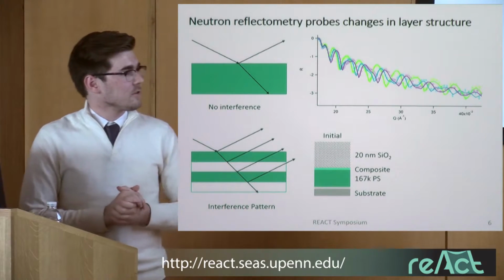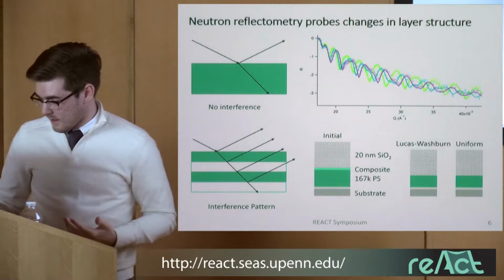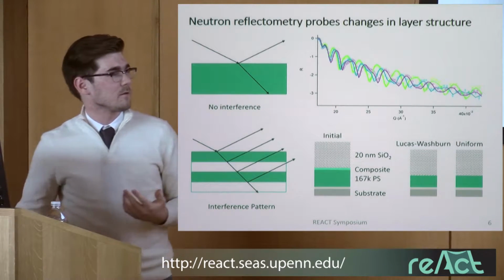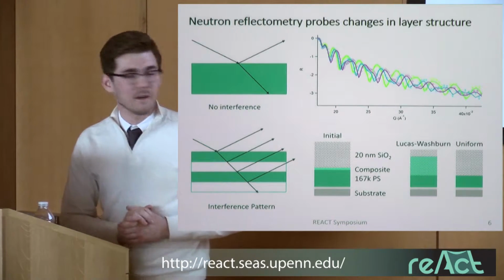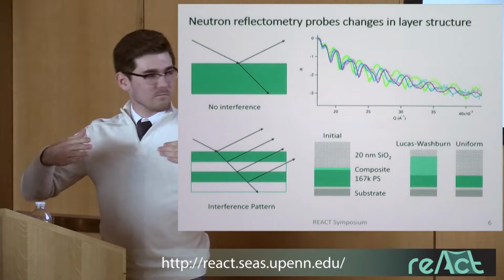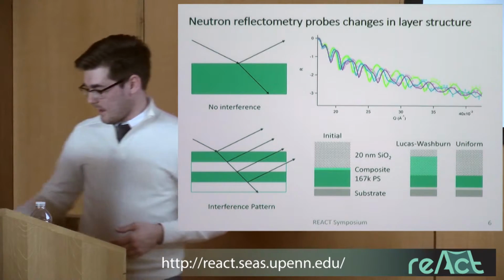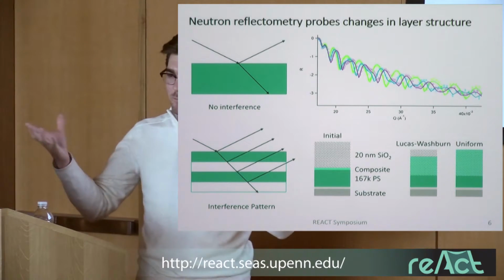So the initial configuration would look something like this. You just have a simple bilayer. And you could imagine that there are perhaps two different mechanisms for infiltration to occur. The first I'm calling Lucas-Washburn because it would be a simple infiltration with a clear front. And the next I would call uniform, or perhaps you'd say backfilling.